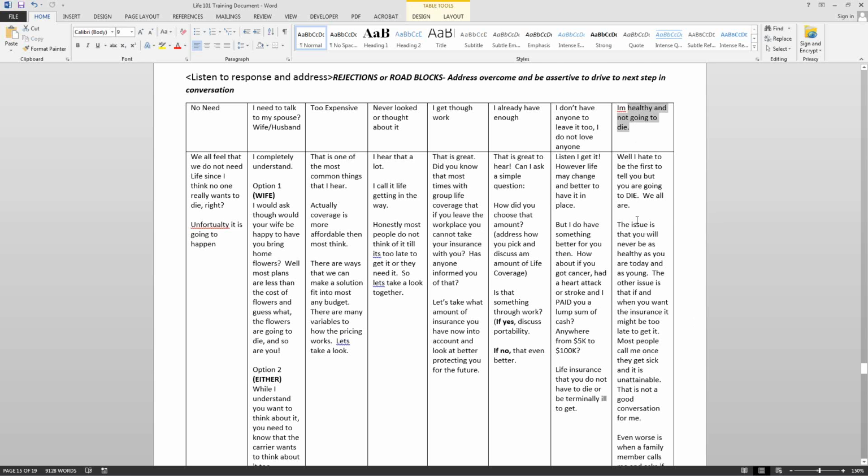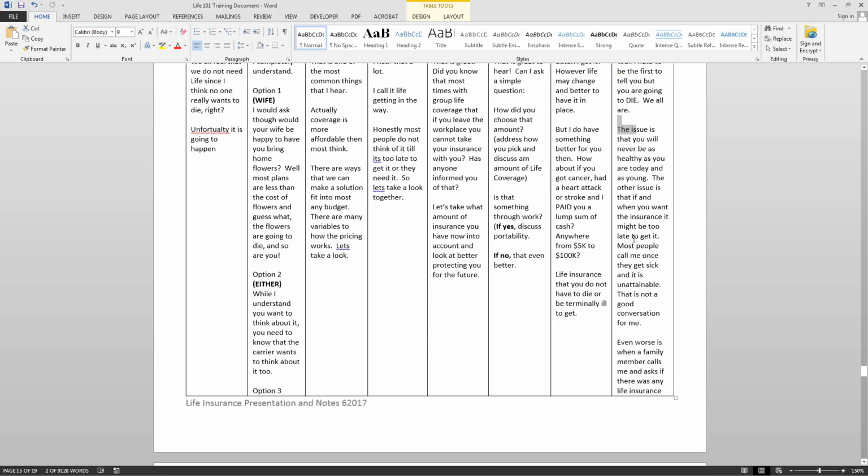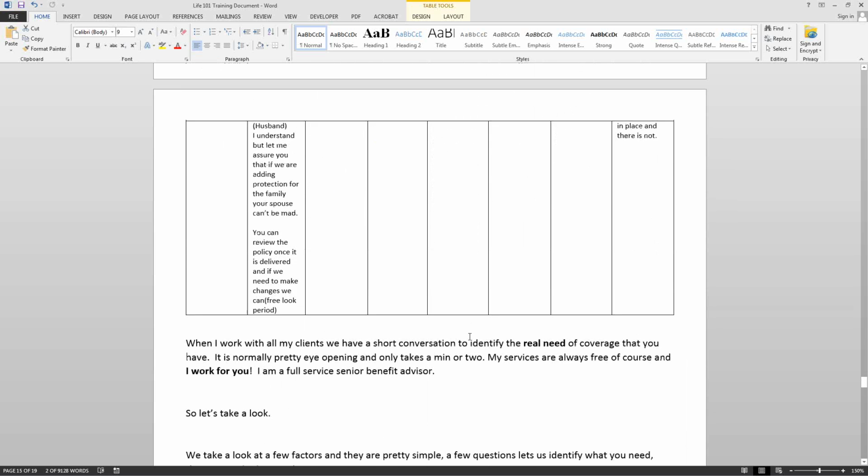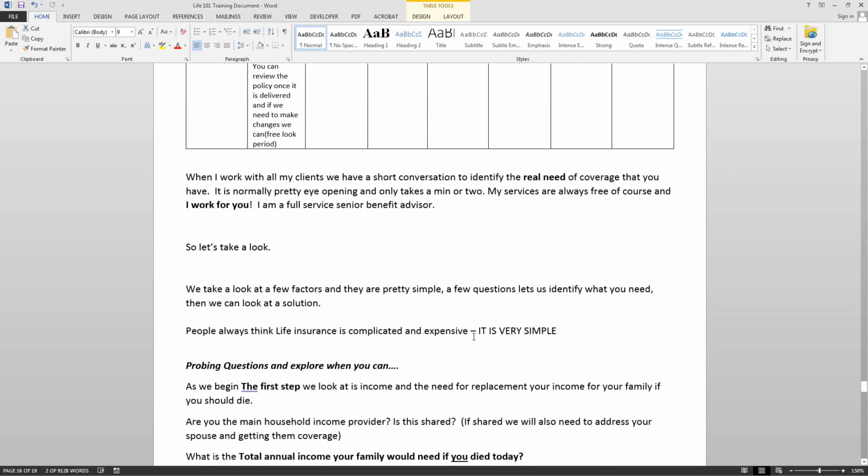And I'm healthy and I'm not going to die. Newsflash, good luck. Read through these. These should definitely give you some guidance that you can move with so that you can put your own personality in to move forward on it. So that's really just your beginning of getting into life insurance.